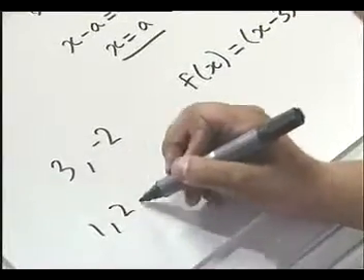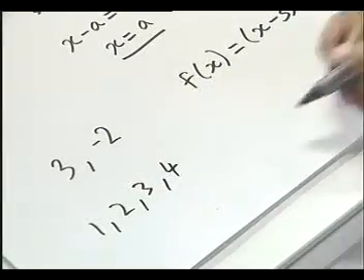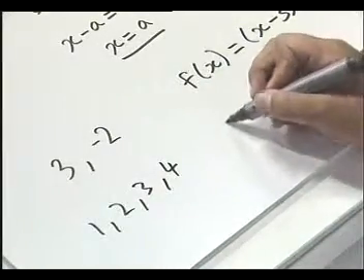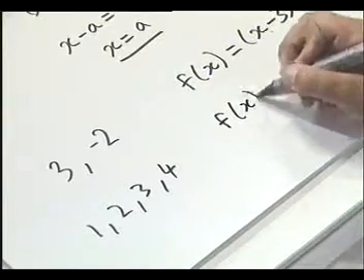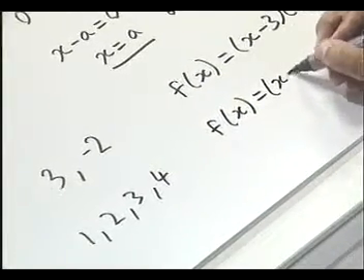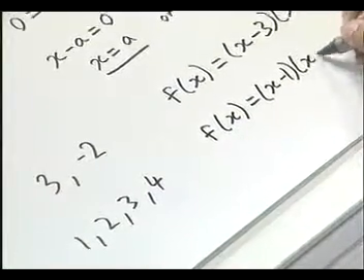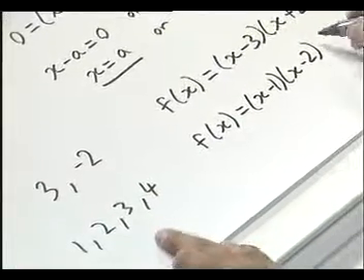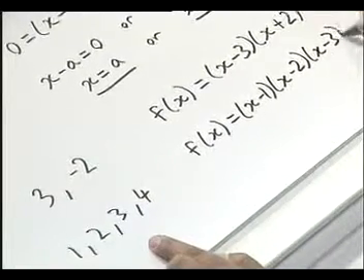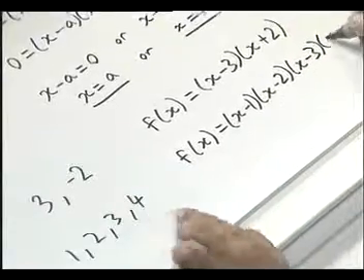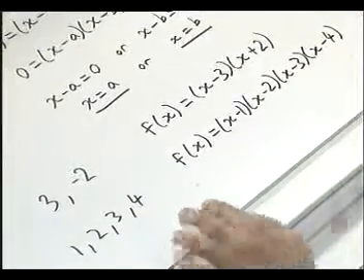Okay, another example, if my roots were 1, 2, 3 and 4, then my function would have to be f of x equals x minus 1, x minus 2, x minus 3 times x minus 4. Or it could be a multiple of that. And as I keep saying, that multiple could be any polynomial.